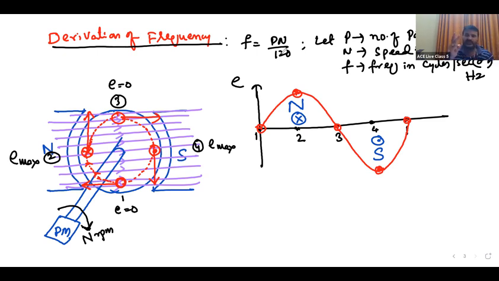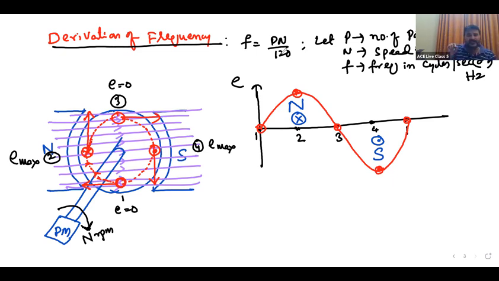So if two poles are there, it will generate 2 half cycles. Or I can say simply, each pole generates 1 half cycle. In a 2 pole machine, within 1 rotation, you get 2. If you take a 4 pole machine, what will happen? Under the north pole a positive half cycle, south pole a negative half cycle, north pole a positive half cycle, south pole a negative half cycle.